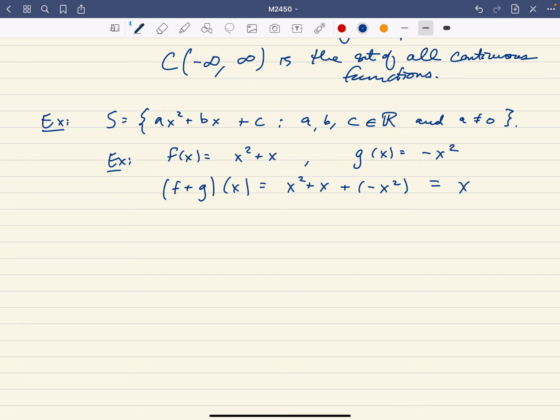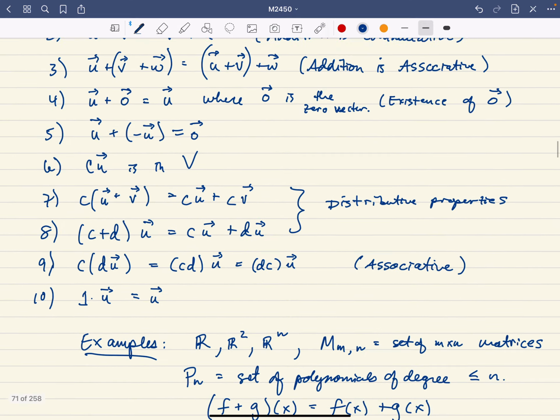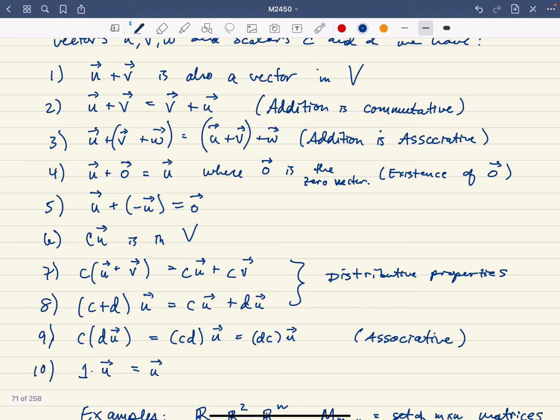Okay, so that is against the rules. In fact, that's against rule number 1. So let's just go back and look at the rules. This is against what's called closure. If we add two vectors, we should get another vector in the space. Here we did not. We added two polynomials of degree exactly 2. We got a polynomial that was not of degree exactly 2.